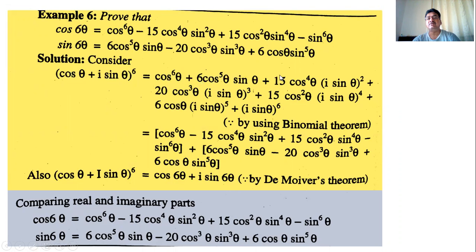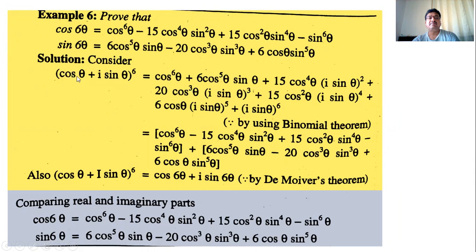Next term is plus 6C2. 6C2 by using a calculator, we find it is 15. Then its 4th power, cos raised to 4 theta. So the power of cos: first term is 6, then 5, then 4. Plus its square, I sin theta in brackets squared, that is I square sin square theta. Then plus the next term, 6C3. 6C3 by using a calculator is 20.